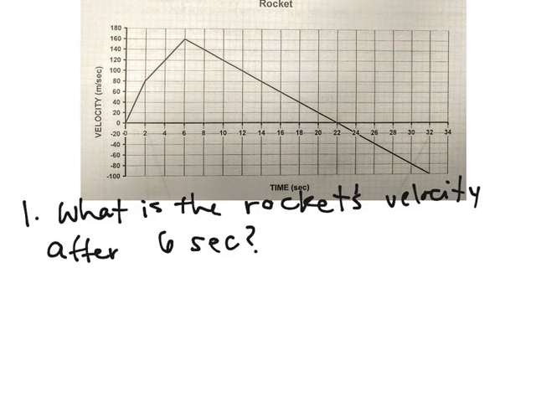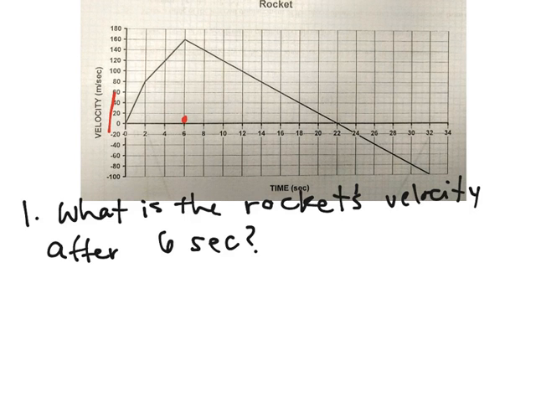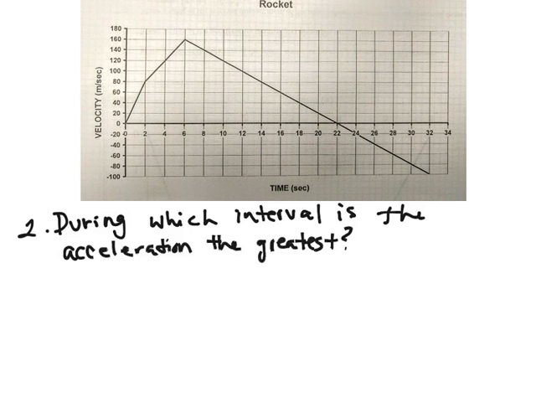So on to the questions. What is the rocket's velocity after 6 seconds? Since this is a velocity graph, we can just look at the point at 6 seconds and go up to where the velocity is. You can see that it's up at 160 meters per second. Make sure you include your units.